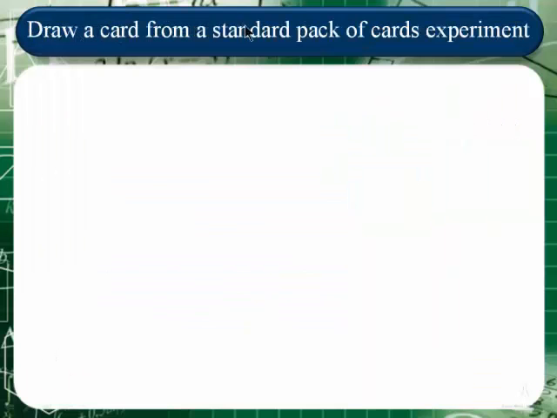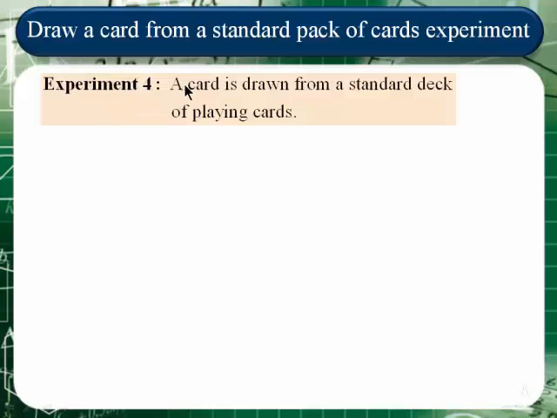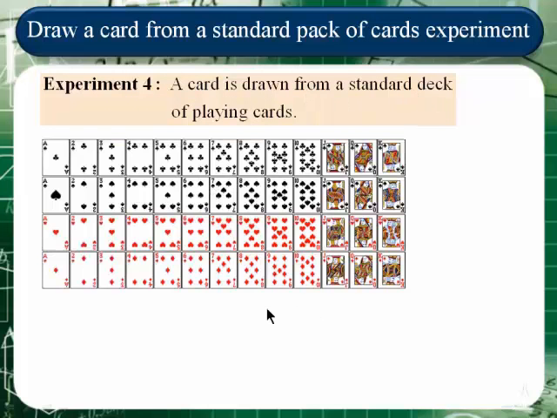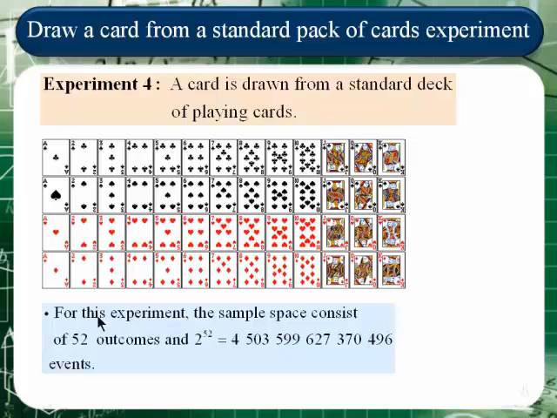Now follows a card drawn from a standard pack of cards as an experiment. So in experiment 4, a card is drawn from a standard deck of playing cards. For those of you that don't know playing cards, we have 13 clubs, 13 spades, 13 hearts, and 13 diamonds. So for this experiment, the sample space consists of 52 outcomes, because there are 52 different cards.